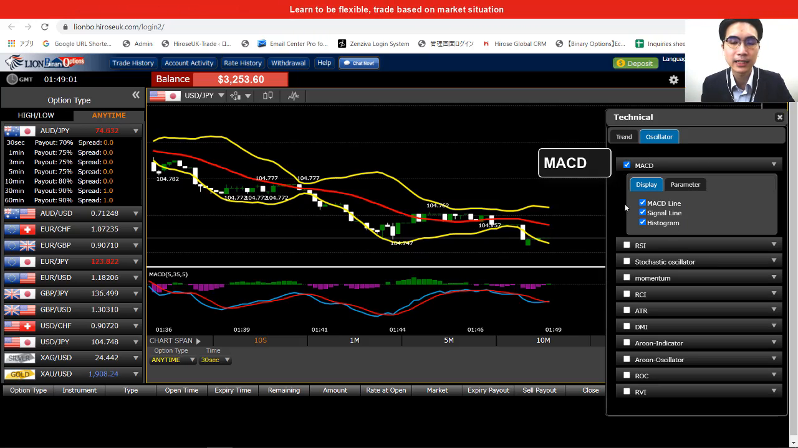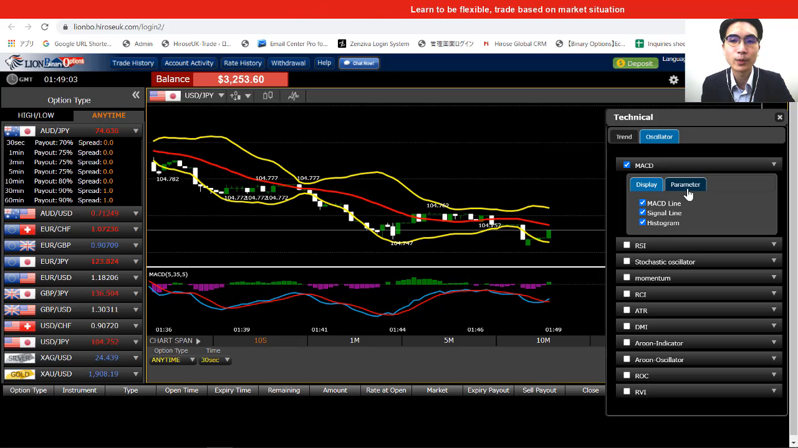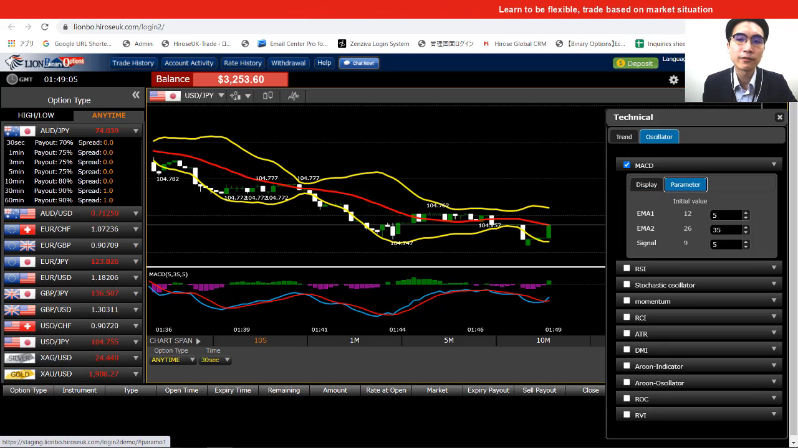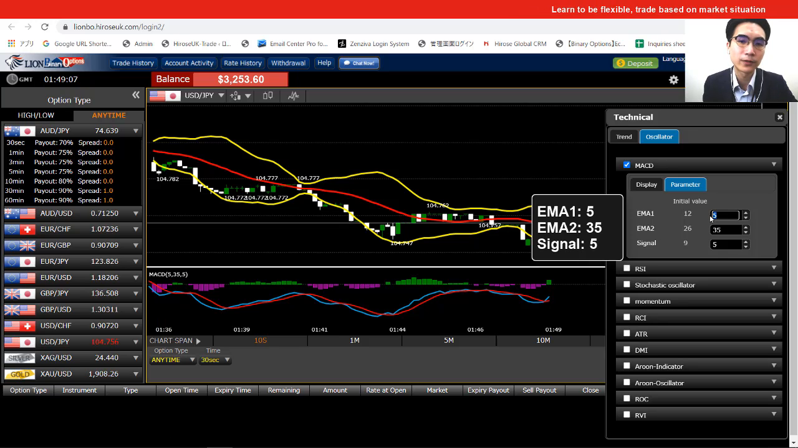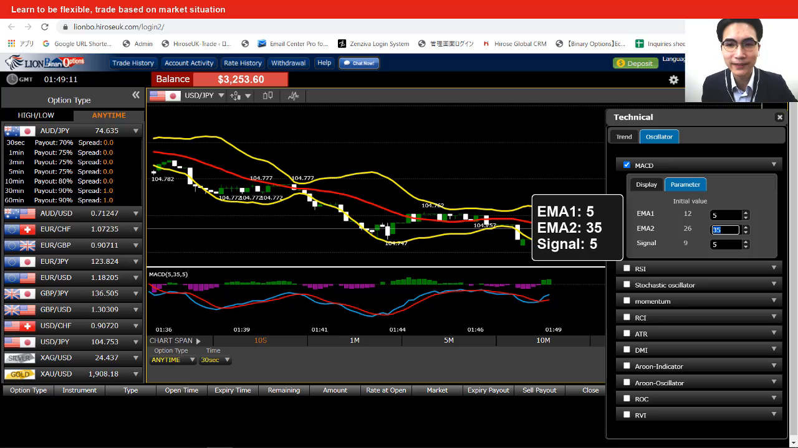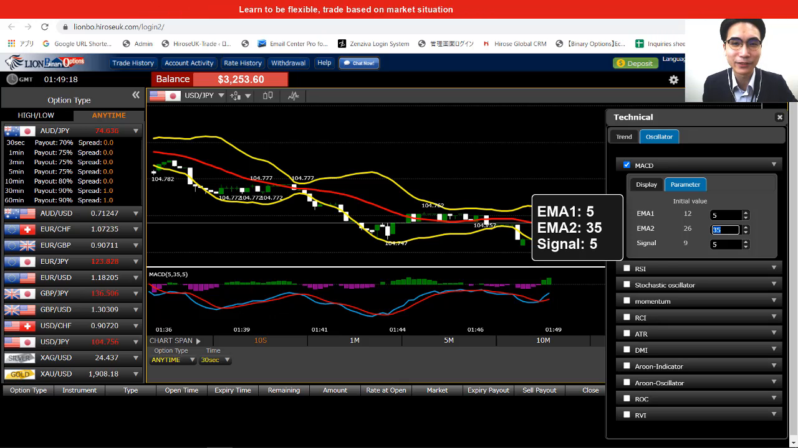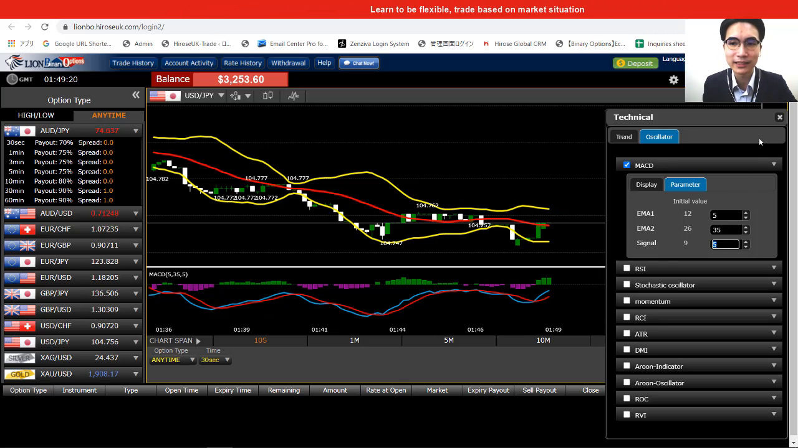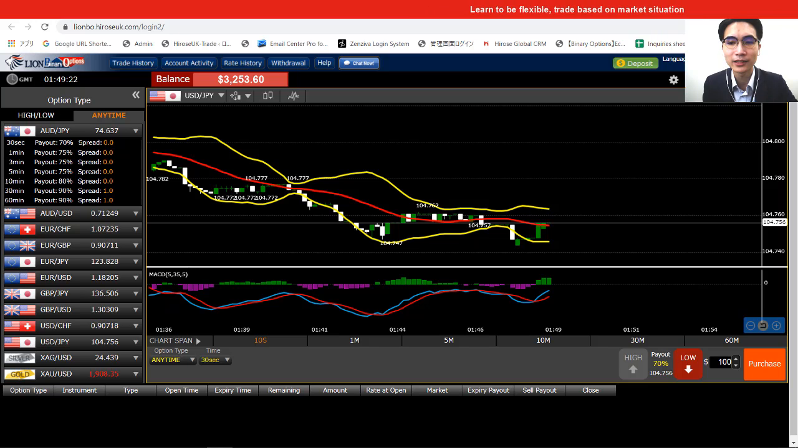After we get that done, we go to oscillator, and then we will select the MACD, put a tick on MACD, and then go to parameter. For today, the parameter we're using for MACD is 5, 35, and 5. So again, EMA1 is 5, EMA2 is 35, and signal is 5. After we get that done, we can close the technical indicators window.